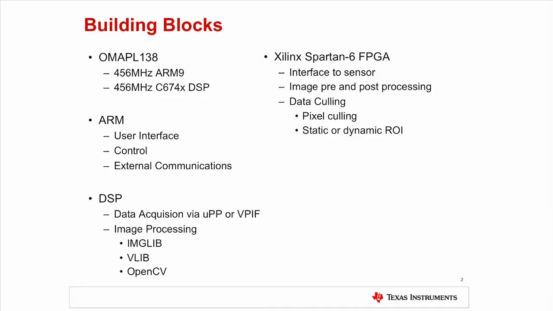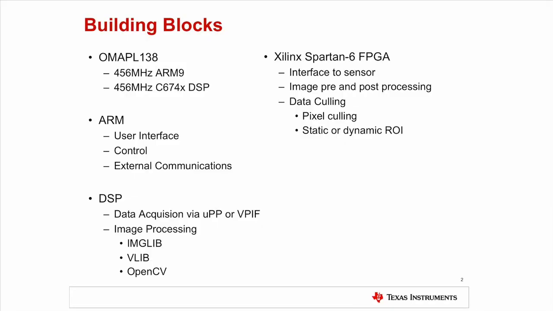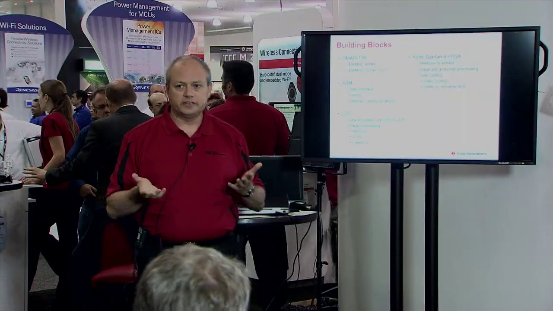In addition, we're going to be using the Xilinx Spartan-6 FPGA, and this is a cooperative effort. So in this system, we allow the FPGA to do some pre-processing on the data before it then passes the data across the uPP to the OMAPL138. The types of things that we can do with the FPGA are, first of all, we're interfacing directly to the sensor. In addition, we're doing image pre and post processing. We'll talk about that on the next slide a little bit. But one of the things that it does primarily is cull down the data.